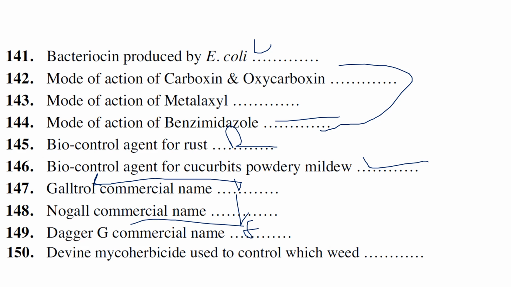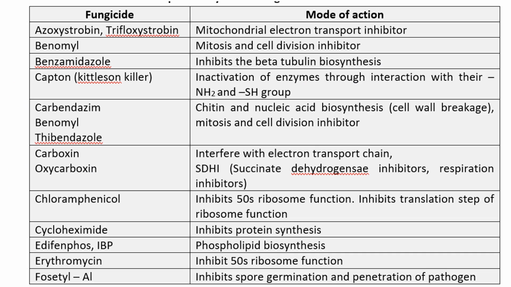Devine mycoherbicide is used for the control of which weed? Milkweed vine, we can also call it strangler vine. The scientific name is Morrenia odorata. Various kinds of bioherbicides are mentioned in the biocontrol section, please go through them. So these are a couple of important fungicides along with their modes of action.